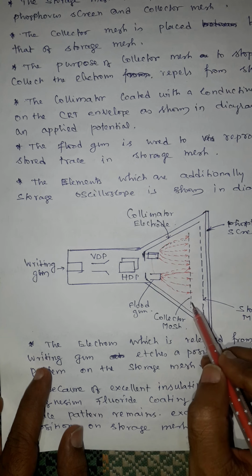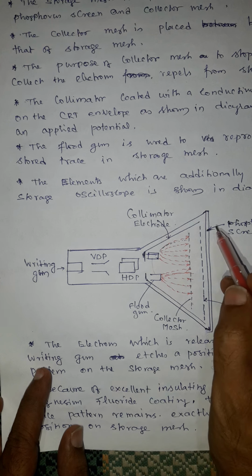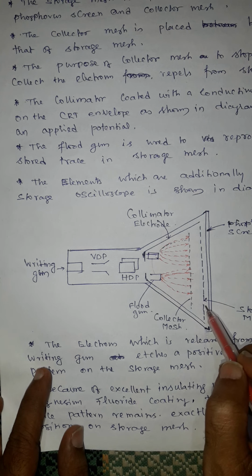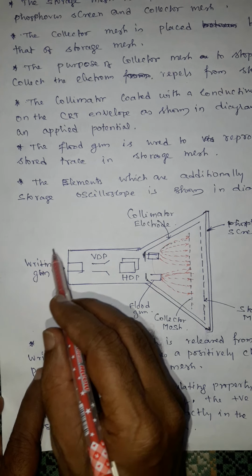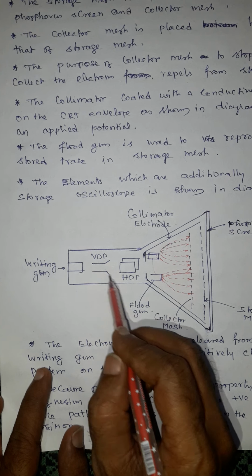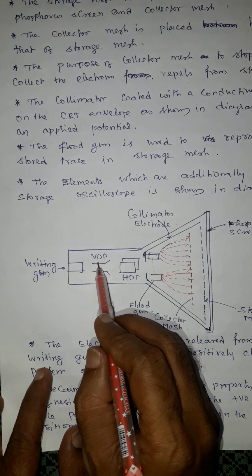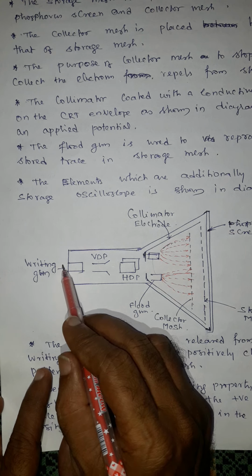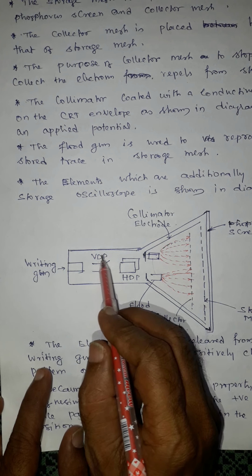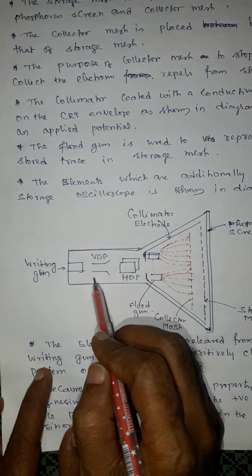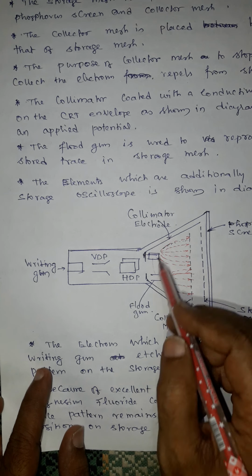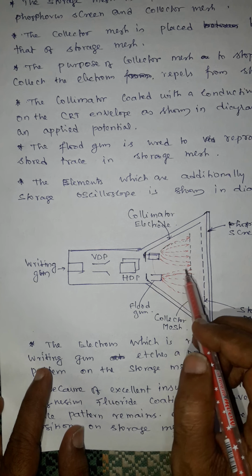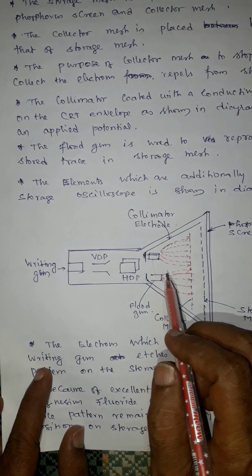Here we have a collector mesh. Here we have a phosphorus screen. Here we have a storage mesh. This is the important one. Here these two are flood guns. As usual, the previous one is the VDP, then the horizontal display system and the vertical deflection plates. The writing gun and all are available in a conventional oscilloscope. These are all the additional elements included in the storage oscilloscope.